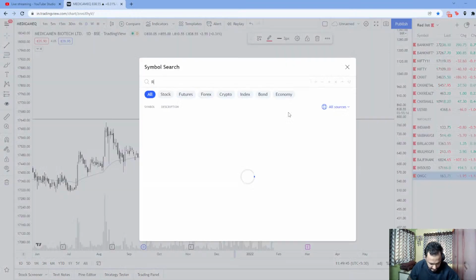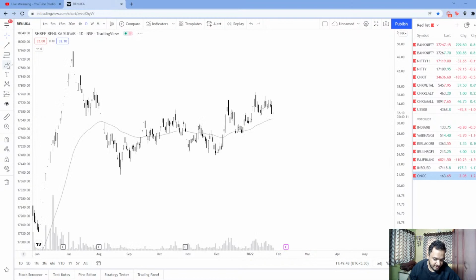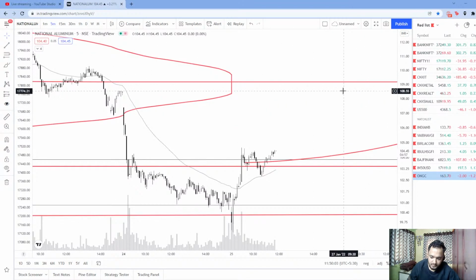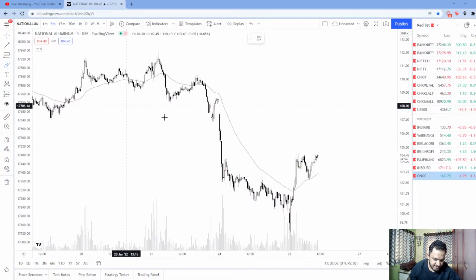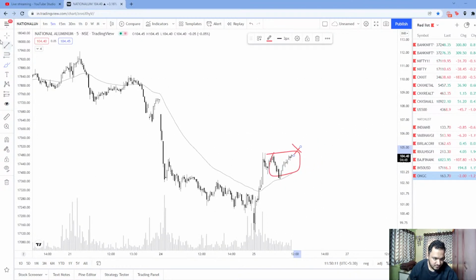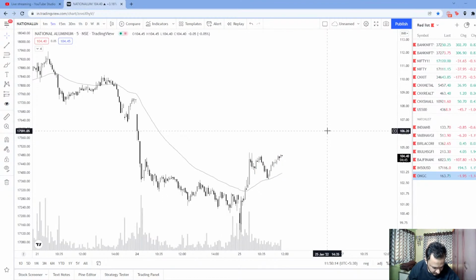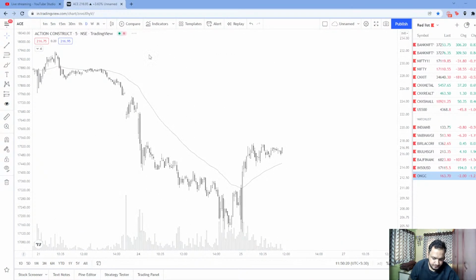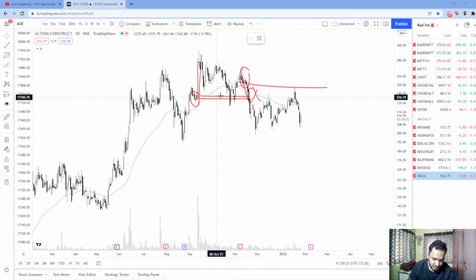All right. Renuka Sugar we have discussed multiple times. Until that demand zone is taken out, there is no reason to exit the stock. National Aluminium on intraday. All right, let's check it out. No, no. Why do you want to do an intraday trade here? It's extended. It's in the middle of nowhere, so there is no intraday trade here. Don't do anything. Action Construction Equipment is downtrending. I've talked about this supply multiple times. Until this is taken out, there is nothing long here.